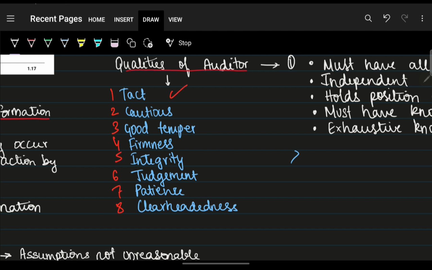Okay, so you must be tact, cautious, good temper, firmness. Integrity, judgment, patience, and clear-headedness. That's kind of like a tune, right? Tact, cautious, good temper, and firmness. Integrity, judgment, patience, and clear-headedness.